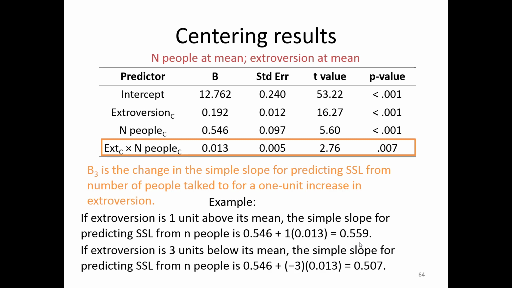If extroversion is 3 units below the mean, then the simple slope for predicting satisfaction with social life from number of people talked to is 0.546, so our coefficient for number of people talked to, plus -3, because it's 3 units below the mean, times that interaction coefficient. And then that gives us a slope value of 0.507. So as extroversion gets lower, that relationship between number of people talked to and satisfaction with social life attenuates or gets smaller. And then as extroversion gets higher, that relationship gets stronger.